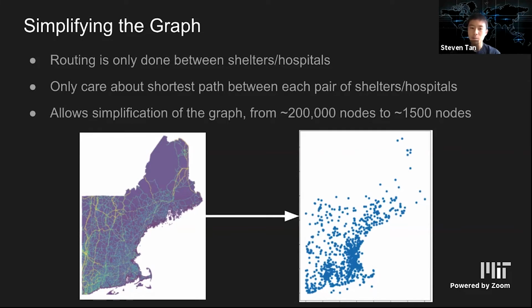So we can pre-compute the shortest path between all pairs of these shelters using what's called Dijkstra's algorithm. After we pre-compute all these shortest paths, that's actually all the information we need for routing. This allows us to greatly simplify the graph from around 200,000 nodes to only 1,500 nodes, a node for each shelter and hospital. You can see the pictures show how we can convert from this huge game grid into only these much fewer locations. And this will allow us to perform routing much faster, which will be explained in future slides.